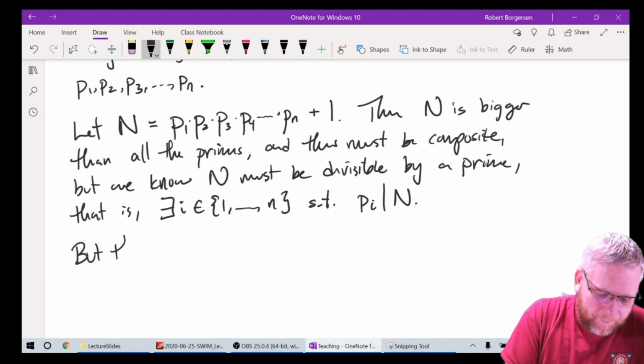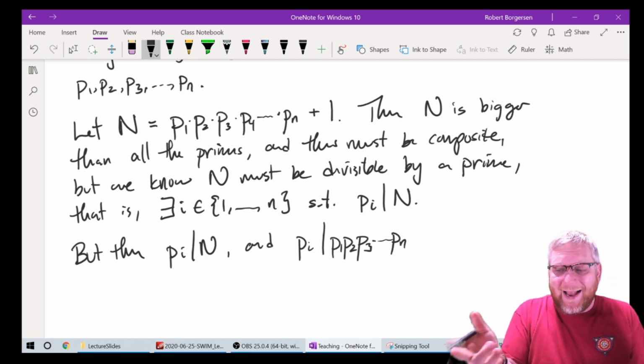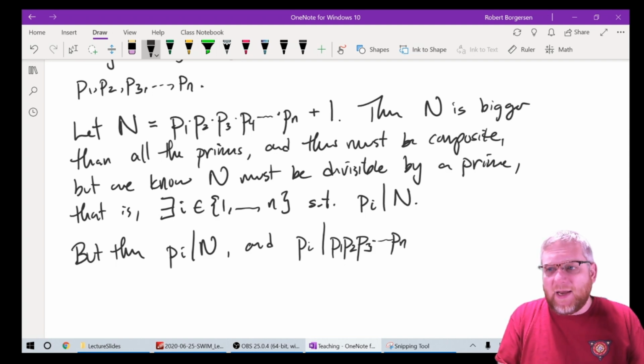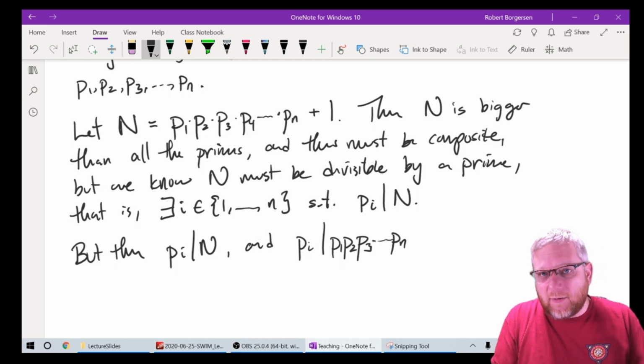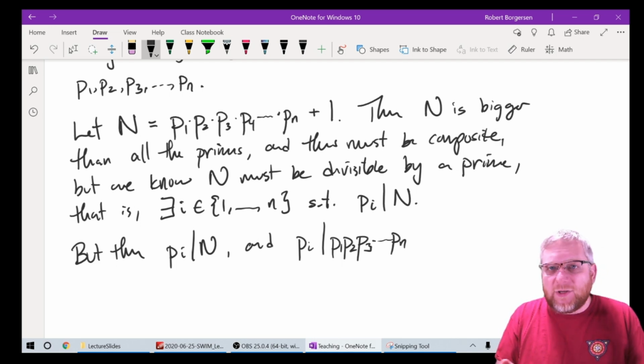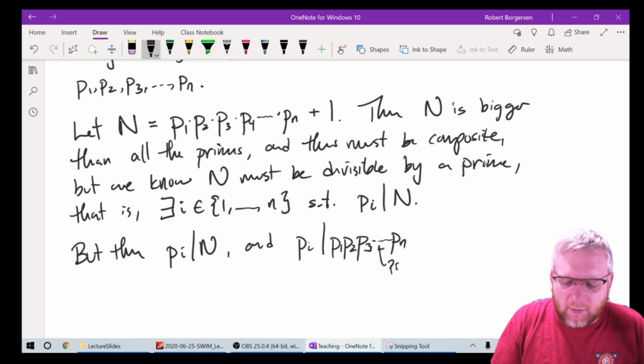But then, Pi divides N, and Pi certainly divides P1, P2, P3, all the way to Pn, right? Because Pi's in that list, right? If Pi was the number 7, well, this product would be 2 times 3 times 5 times 7. Eventually, 7's in that list, right? If Pi was 11, well, it's 2 times 3 times 5 times 7 times 11, right? 11 is eventually in that set. That prime Pi shows up in that list somewhere, right? Pi is somewhere in there.